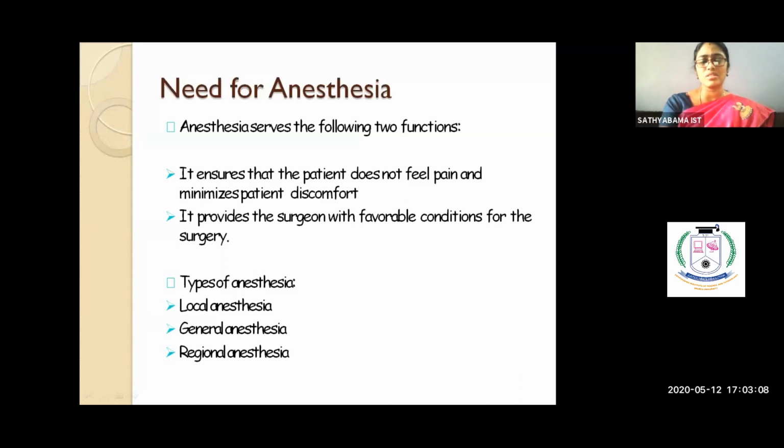And then regional anesthesia is mainly during deliveries, or when you're doing something on an arm or a limb. So it's for a larger region. Local is for a smaller region, general is for the entire body, and regional is for a particular region, not a small region, a bigger region. So those are the basic types of anesthesia we have.